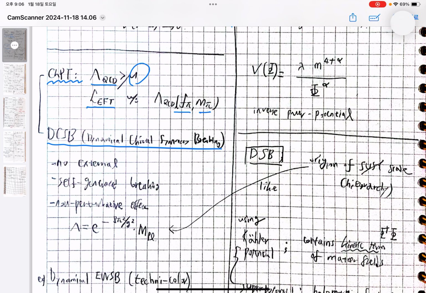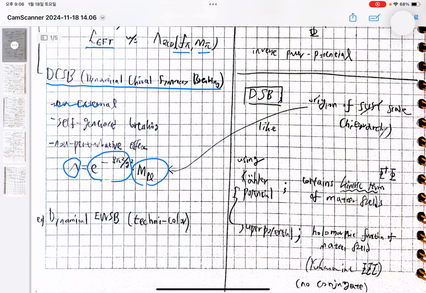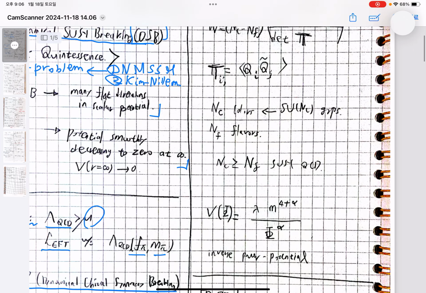But in dynamical symmetry breaking, there are no external sources. The self-generated breaking occurs, and from the non-perturbative effect, the cutoff scales are given by the multiplication of exponential factors and the Planck scale. So they generate the cutoff scales naturally. And such an example of dynamical symmetry breaking is technicolor.